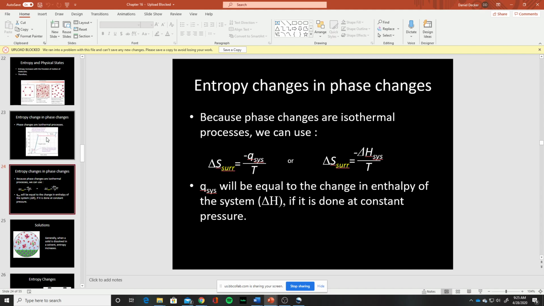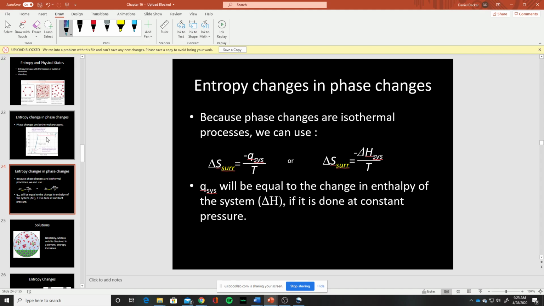You should be able to use this equation as well. Why is it not working? There we go. So this equation you should be able to use.